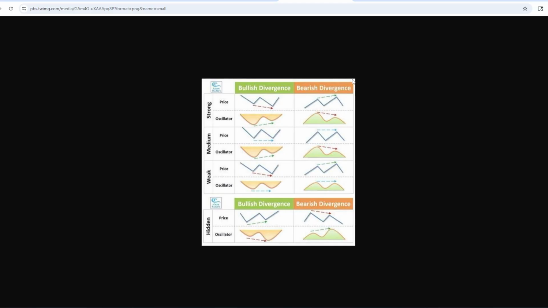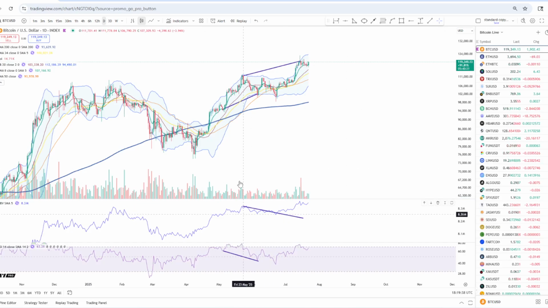But regular divergence is reversal, pardon me. Hidden divergence is continuation. And you can see here, basically, it's a question of, does the oscillator match what the price is doing? And we're checking again by looking at the candle body close.